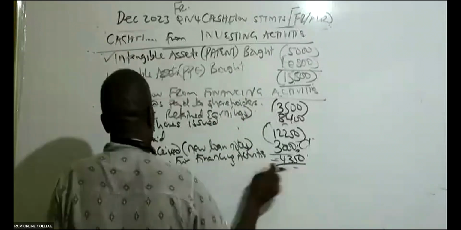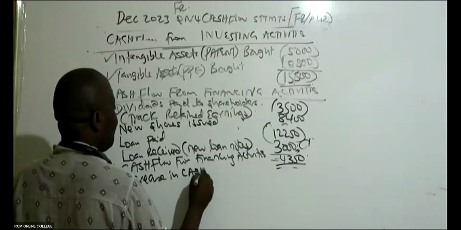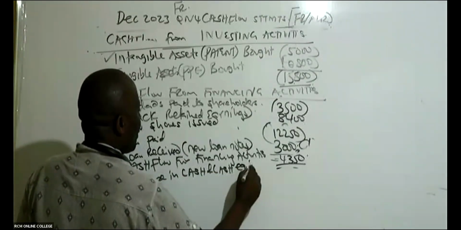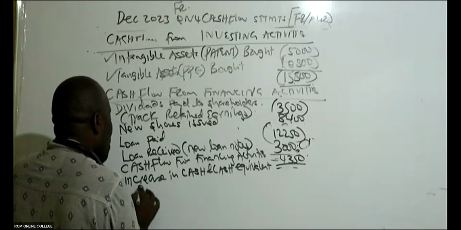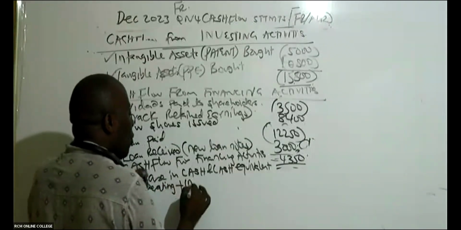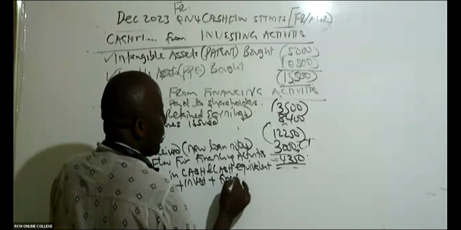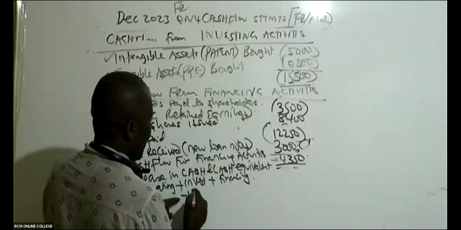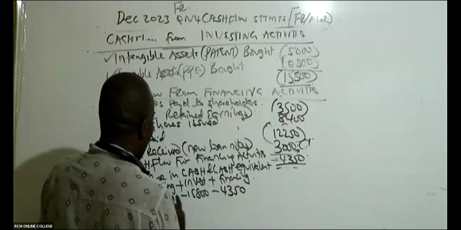So come here and they give us increase in cash and cash equivalents. So here you take operating, plus cash flow from investing, plus cash flow from financing. You add the three. I can see investing is minus 15,800. I can see financing is minus 4,350, but for sure I've forgotten operating.